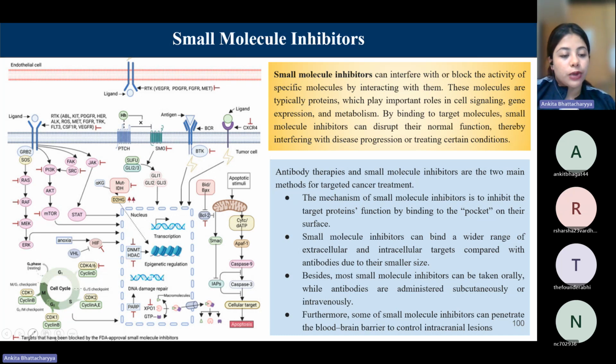Secondly, if you look at this entire cycle shown at the bottom, it shows you the physiological cell cycle process. And you can see that there are different steps at which inhibition can occur.